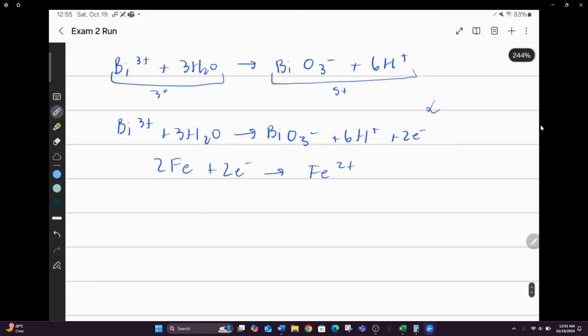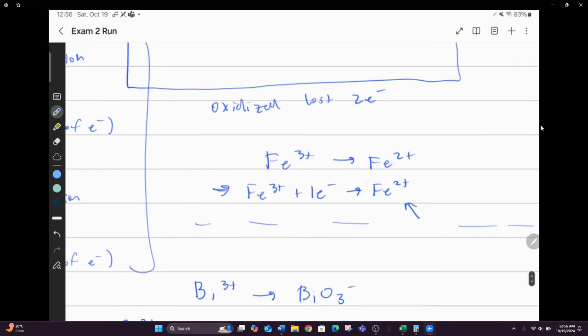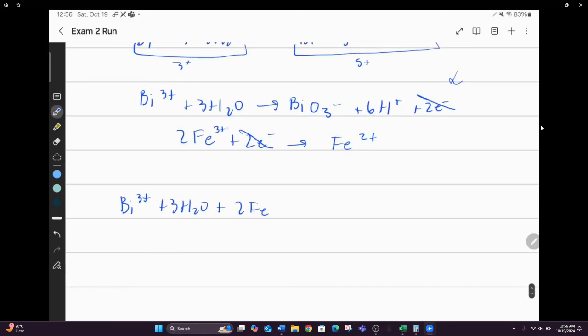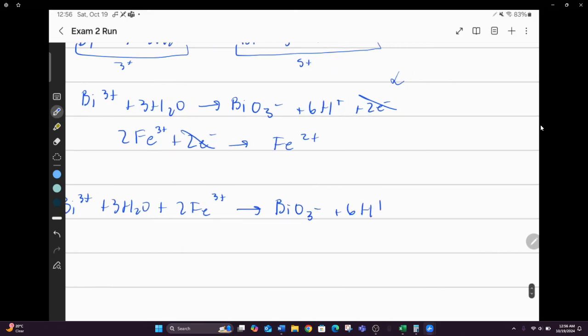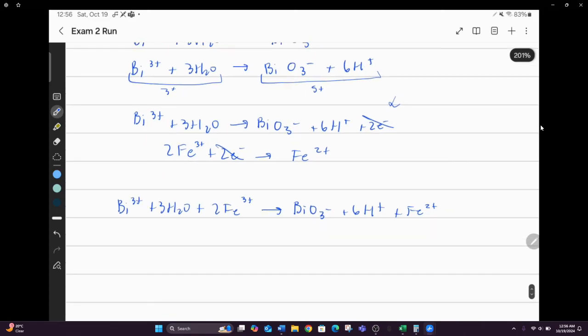We can just smush these two together. Everything on the left stays on the left, everything on the right stays on the right. Our 2 electrons cancel out. So we're left with Bi3+ plus 3H2O plus 2 Fe. Was there an Fe charge on that? Fe3+, sorry, my bad. 2 Fe3+ goes to BiO3- plus 6H+ plus 2 Fe2+. That's kind of how you balance this reaction.